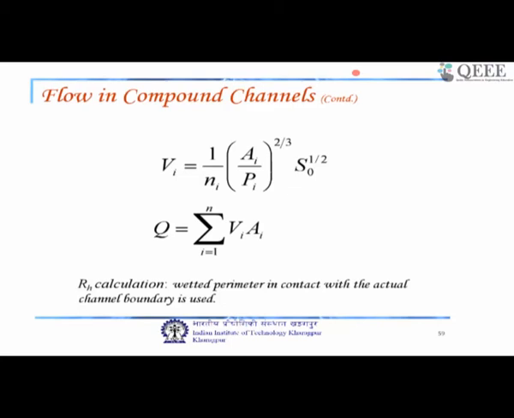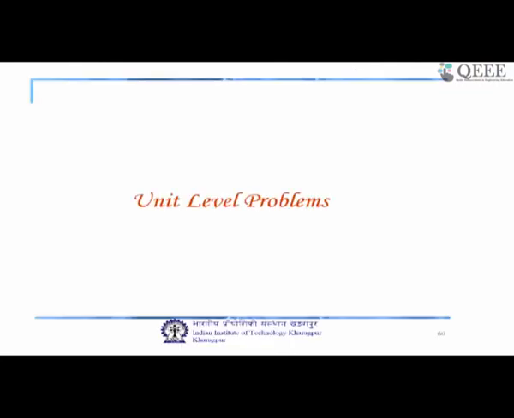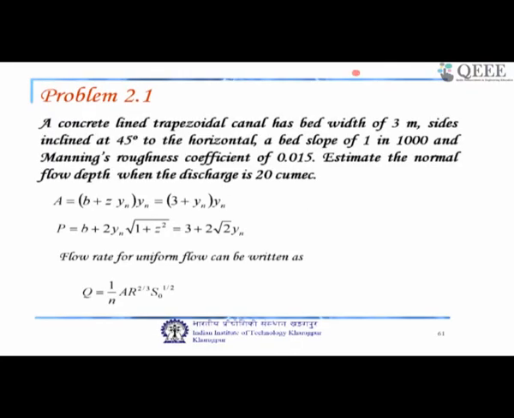In RH calculation, the weighted perimeter in contact with the actual channel boundary is used. This is an important point because only the wetted perimeter which is in contact with the actual channel boundary is used in this case. Now, we will consider unit level problems.